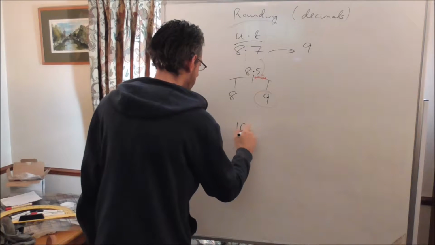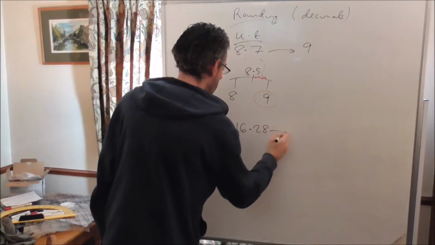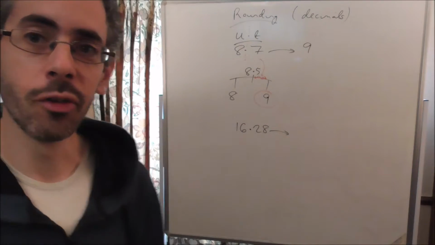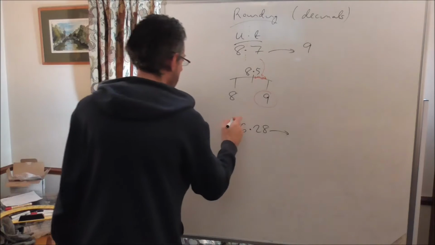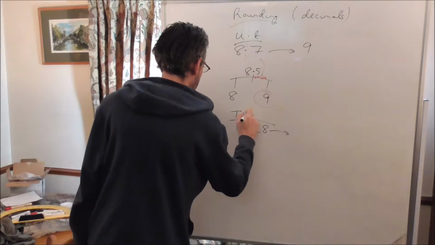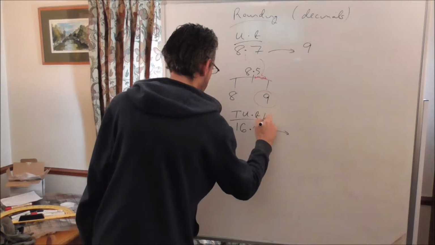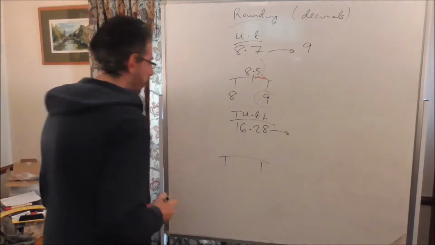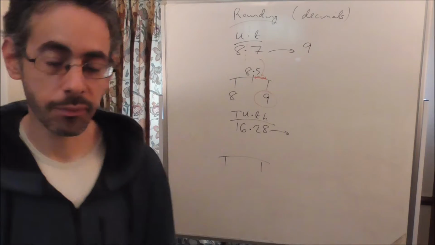Let's do another example. Let's do 16.28, round to the nearest whole number. Again, that just means find the whole number it's closest to. I'll just do the column headings, the tens, the units, the tenths, the hundredths. And again, I'm just going to do a little sketch. I'll find the two whole numbers it's between and decide which one it's closer to.